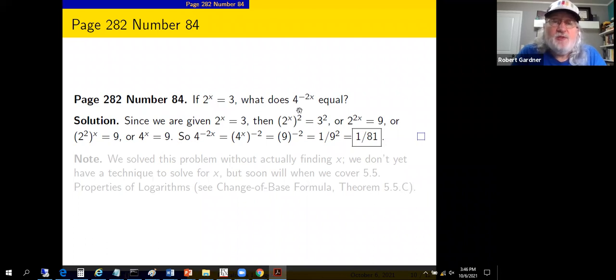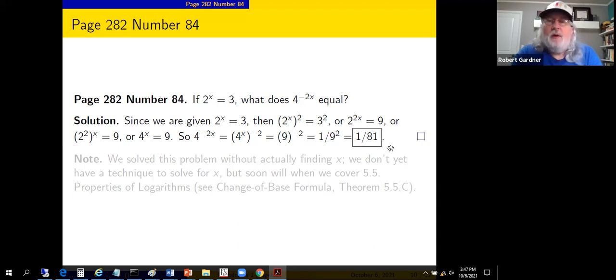Well, the question wasn't what's 4 to the x, but what is 4 to the negative 2x. So we need a factor of negative 2 in that exponent. So let's take 4 to the negative 2x, write it as 4 to the x to the negative 2, property of exponents. We just saw 4 to the x equals 9, so we'll substitute that in right here. We'll get 9 to the negative 2. Negative exponents mean take reciprocals. That's from the review material. We get 1 over 9 squared. 9 squared is 81, so we get 1 over 81.